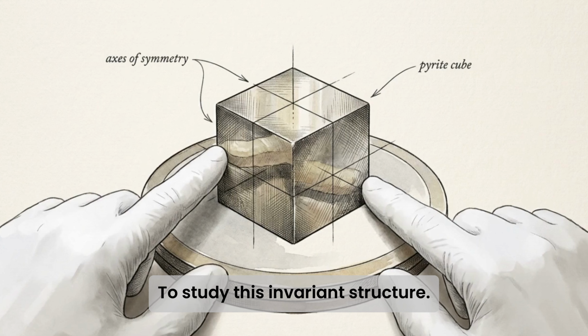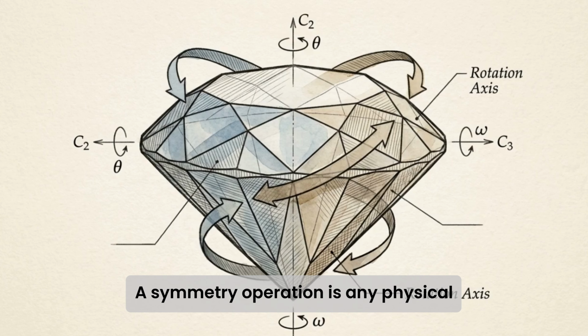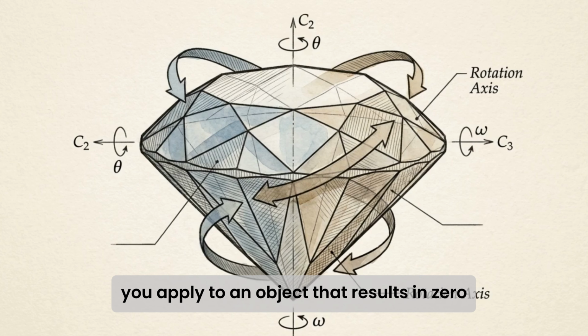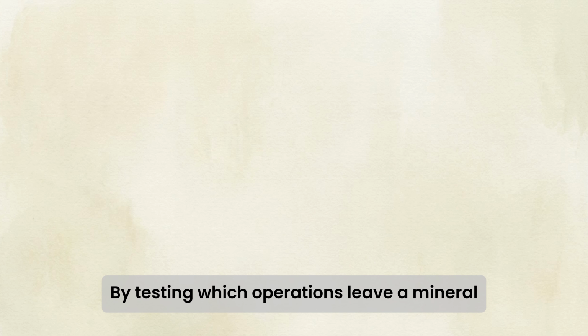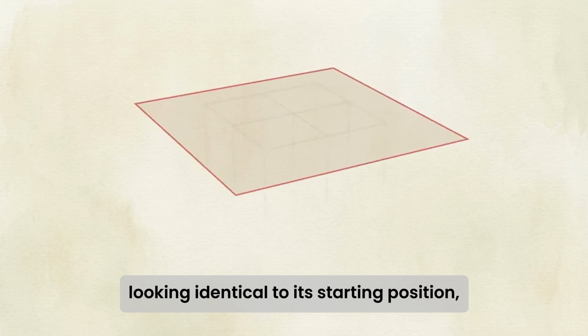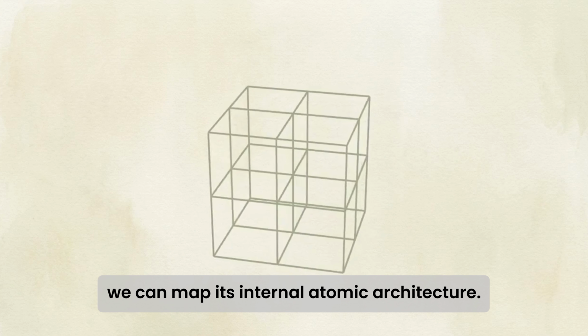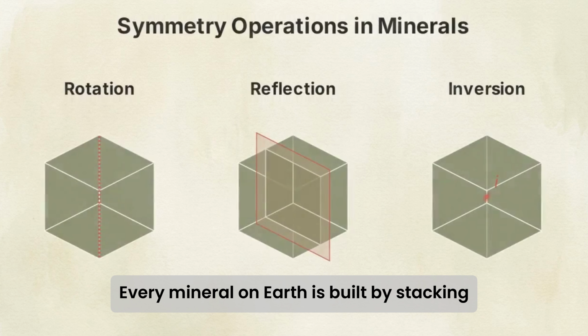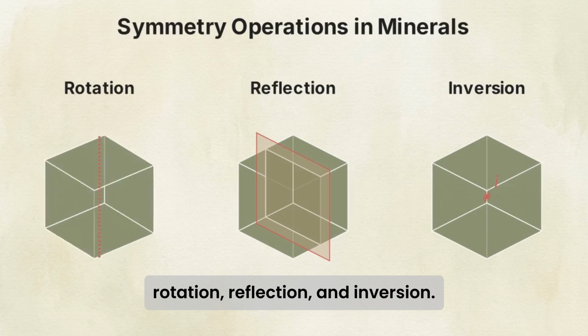To study this invariant structure, crystallographers rely on symmetry operations. A symmetry operation is any physical or mathematical maneuver you apply to an object that results in zero change to its external appearance. By testing which operations leave a mineral looking identical to its starting position, we can map its internal atomic architecture. Every mineral on Earth is built by stacking just three exact physical operations: rotation, reflection, and inversion.